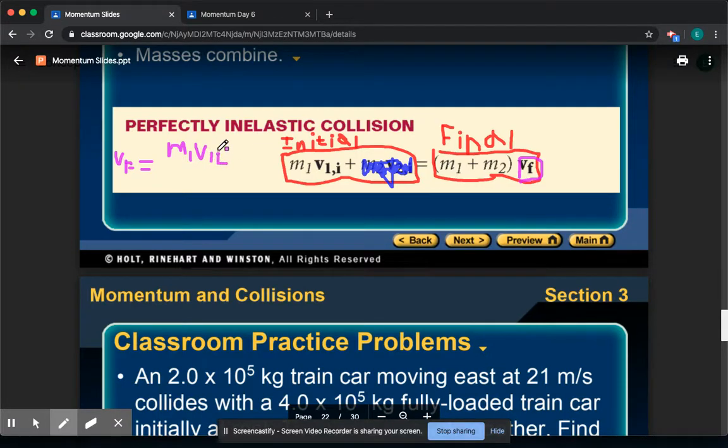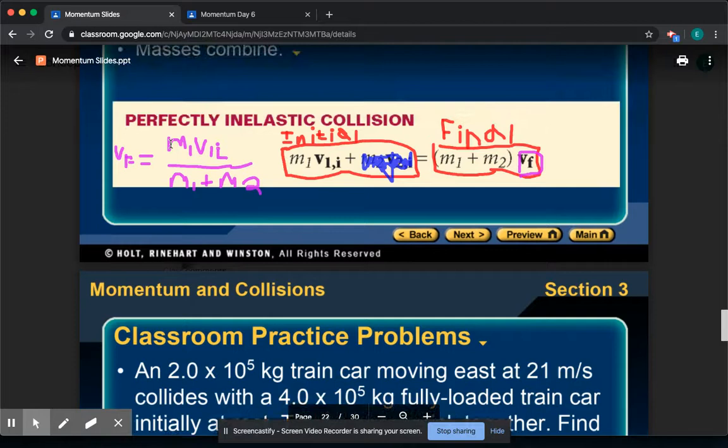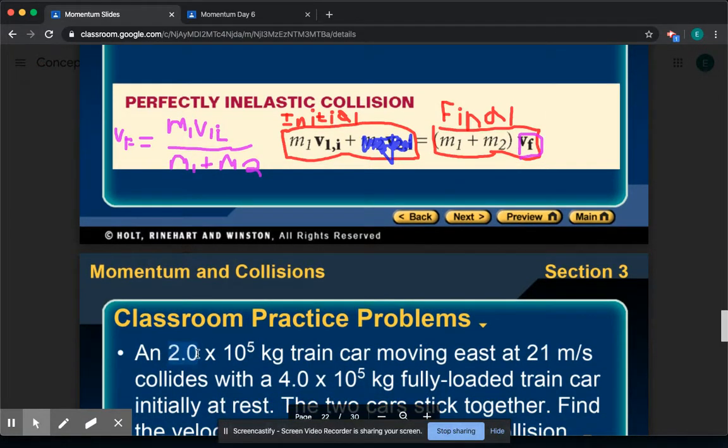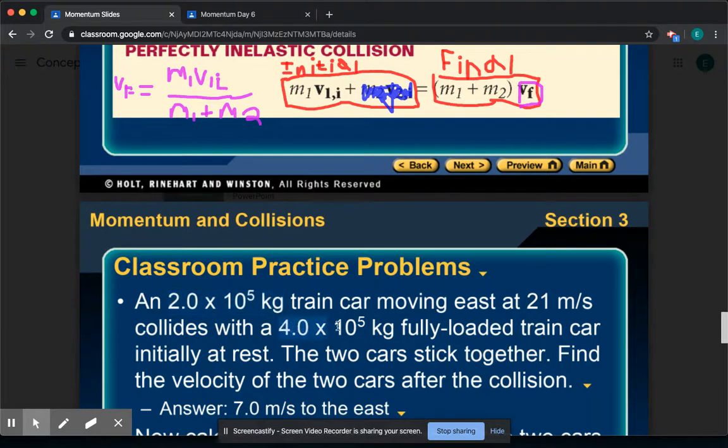Remember, don't forget about the subscripts: the I is for initial, F is for final, divided by M1 plus M2, okay? And again, the reason this thing disappears is because it tells you the second train is at rest. So you plug the numbers in. M1 is this, that's your M1. V1I is 21, and it's positive because it tells you it's going east. And then you just have to plug in M1 and M2 at the bottom, where M1 is this piece and your M2 is this piece.